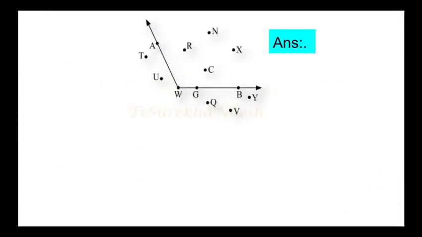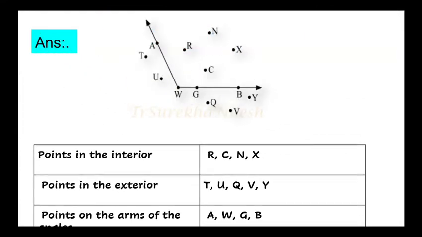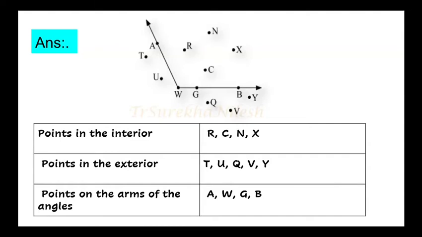Answer. Points in the interior: R, C, N, X. Points in the exterior: T, U, Q, V, Y. Points on the arms of the angles: A, W, G, B.